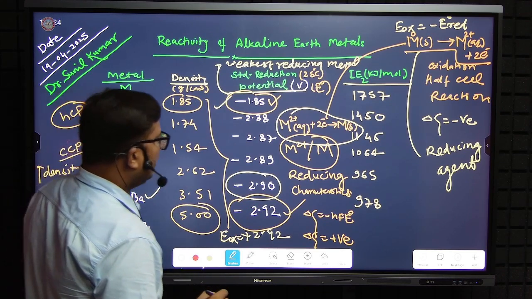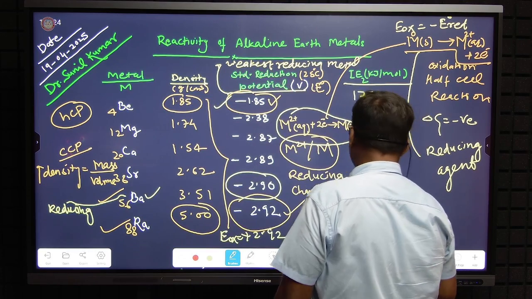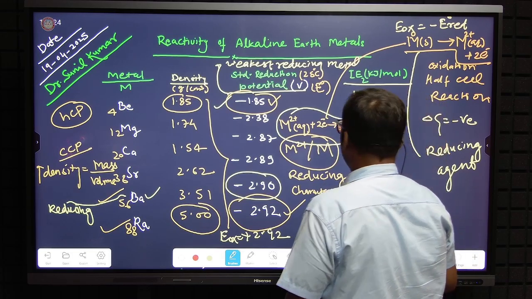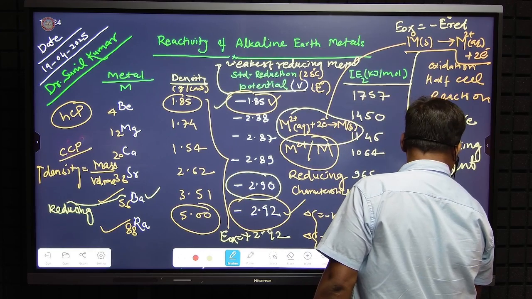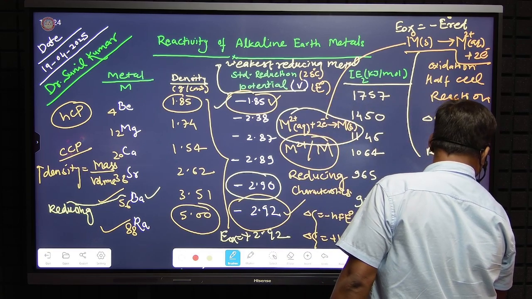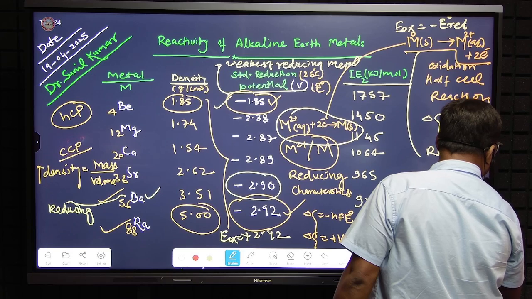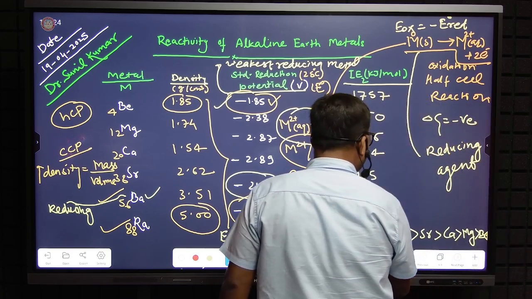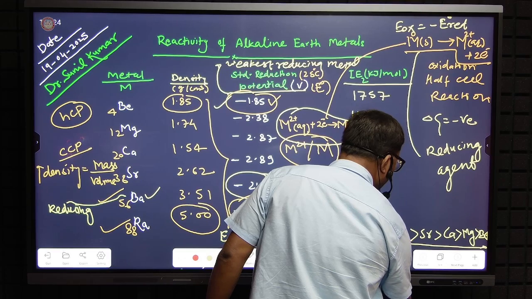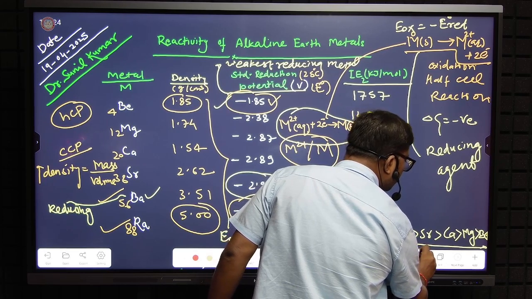So it can be added here. Radium is the most reducing if it is available. Then barium, right? Now then strontium, then calcium, and then magnesium, then beryllium. So reducing character decreases in this order.